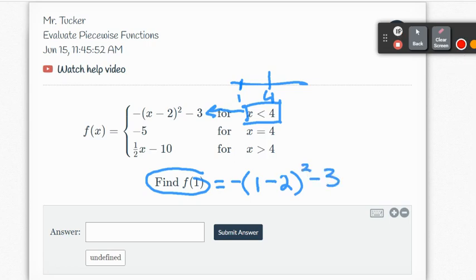Now, there are a couple of errors that people make going forward. The negative and stuff, people make mistakes. But 1 minus 2 should get us negative 1. And then that's going to get squared. Don't lose your negative sign out in front, because people may go plus, plus. Don't do that. Negative 1 squared is positive 1. Then you bring this negative 1 down times that positive 1, minus 3. So the final result should be a negative 4.